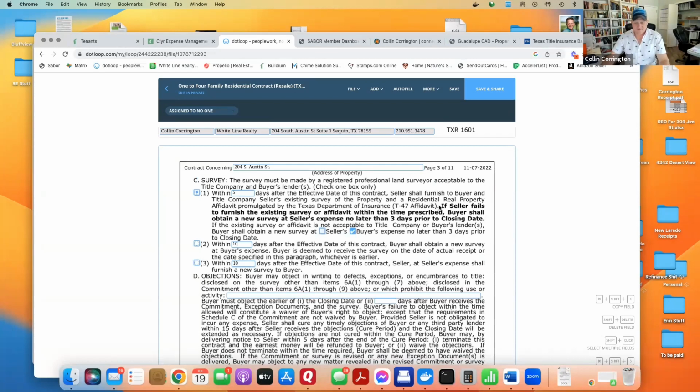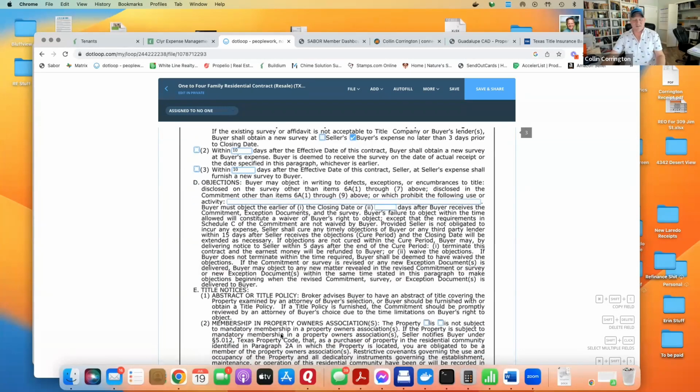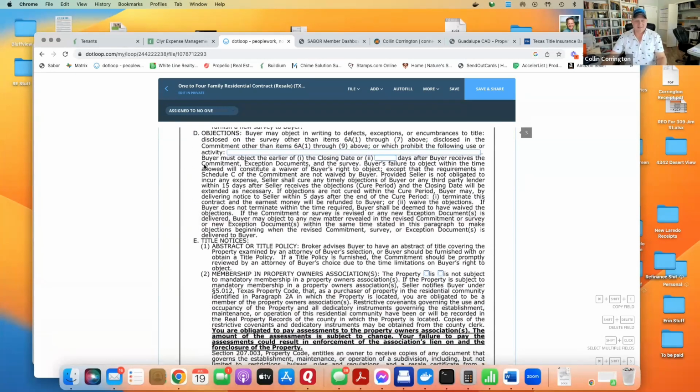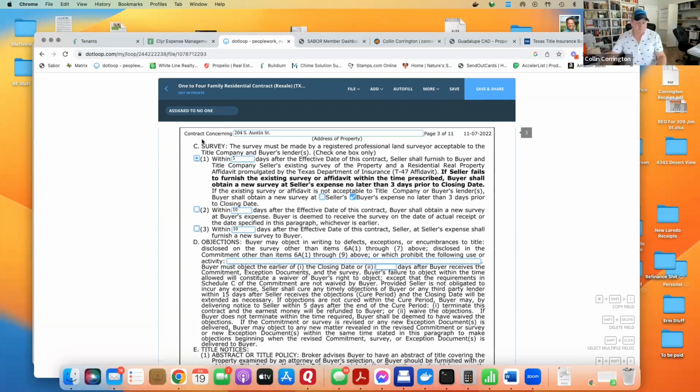Guys, my advice is every time you see something in bold, read it carefully because you're going to screw that up. Next thing is objections. Colin, what are objections? Well, Colin, sorry, I do have a question. If they're not getting a survey, is it okay for them to put a big old X? No, you are not supposed to. What she's asking is, can I just X this part of the contract out? That's a really bad idea because it's not very clear.